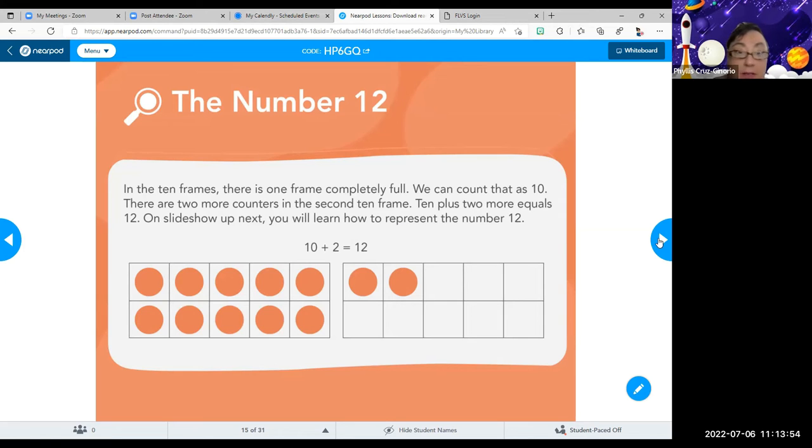We have a 10 frame that's completely filled in, and then we can count that as a tap your 10. It's done. So you don't have to recount. Just call it 10. That's its name. It's full. It's done. It's a 10. So just tap it and say 10 and then keep going. 11, 12. So 10 plus 2 more equals 12. Look at that equation. 10 plus 2 equals 12.